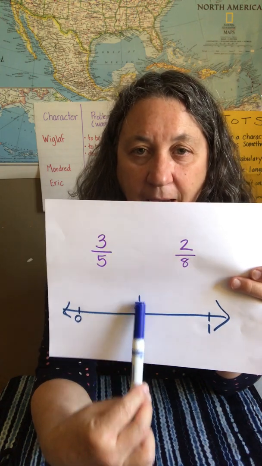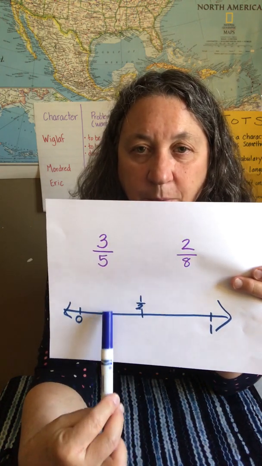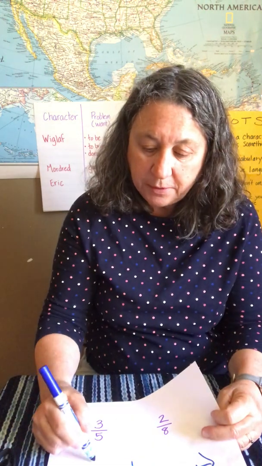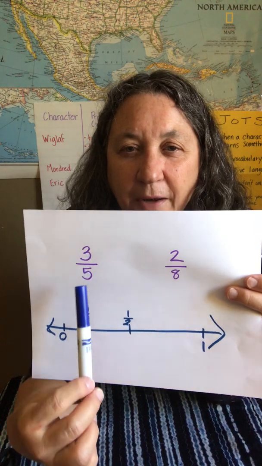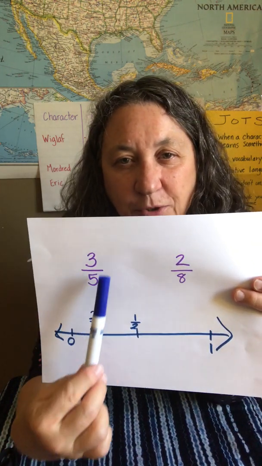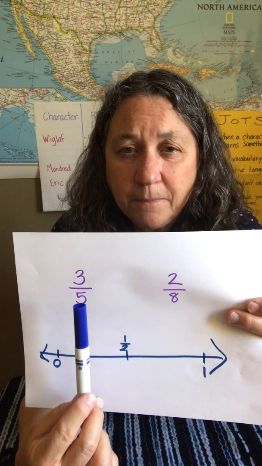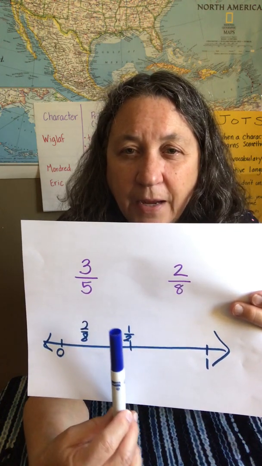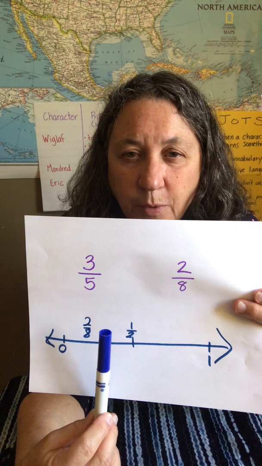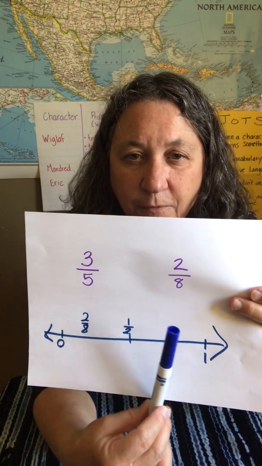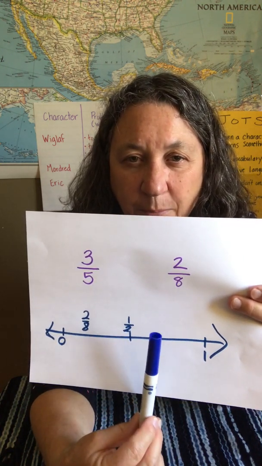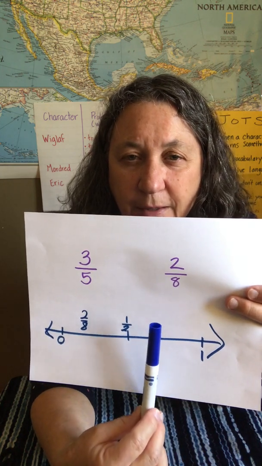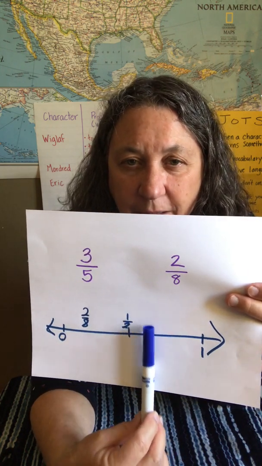4 out of 8 is a half. 2 out of 8 will be somewhere over here. So I'm just going to write the 2 out of 8 over here. 3 out of 5. You know, it's really hard because you can't cut 5 in half. It's an odd number. But if I had 1 out of 5, 2 out of 5, 3 out of 5, 4 out of 5. Do you see where 3 out of 5 ends up? If I have 3 out of 5, it's a little bit more than a half. So I would put 3 out of 5 here.